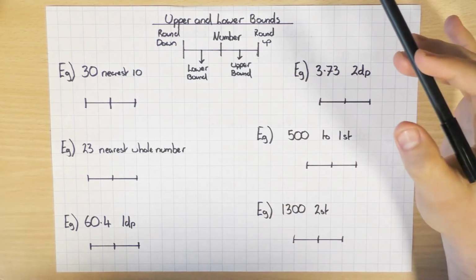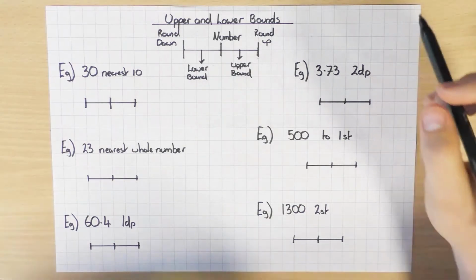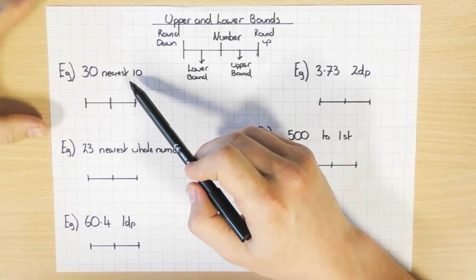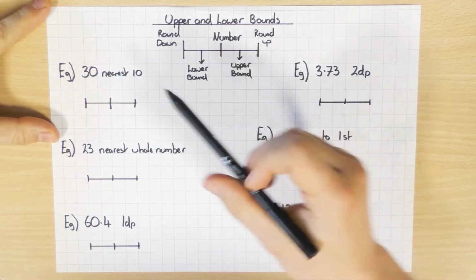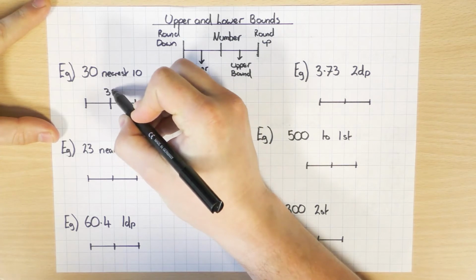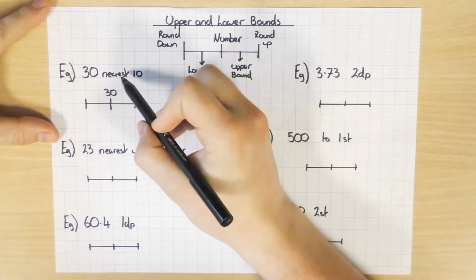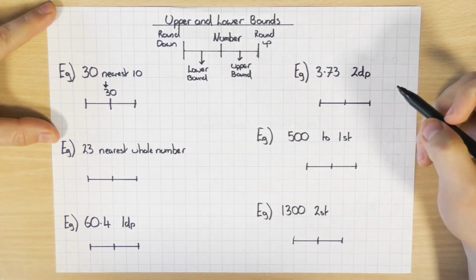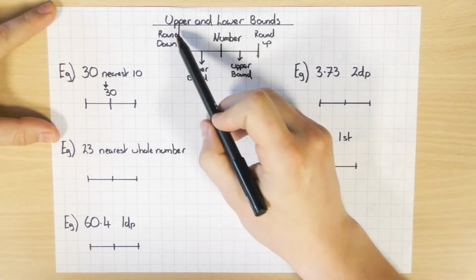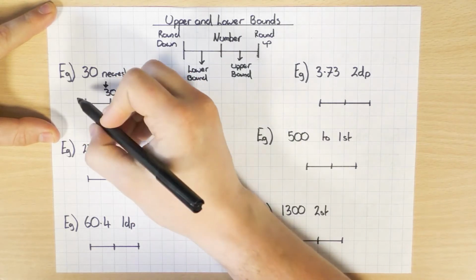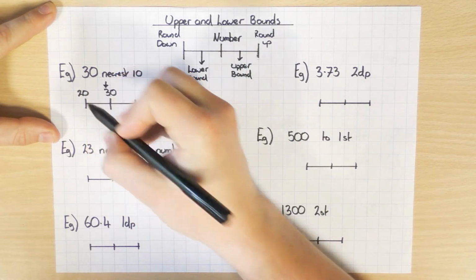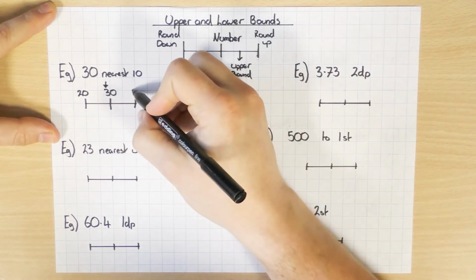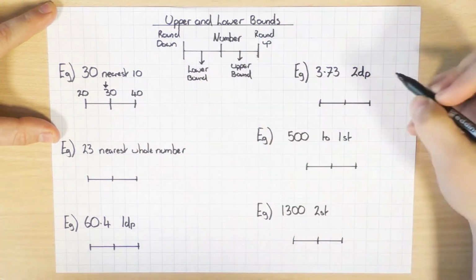Let's go through a few examples and see how we get on. So the first one here, 30 has been rounded to the nearest 10. So 30 is my number, so I'm going to put that in the middle, and it's been rounded to the nearest 10. So I'm looking at that one there, the 3 is the 10s there. So if I was to round it down, it would go down 1 and it would have been 20. And if I was to round up, that would have gone up 1 and it would have been 40.